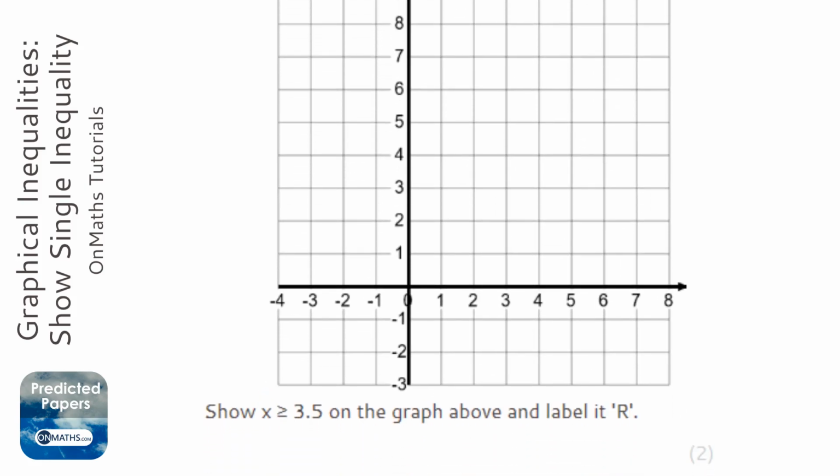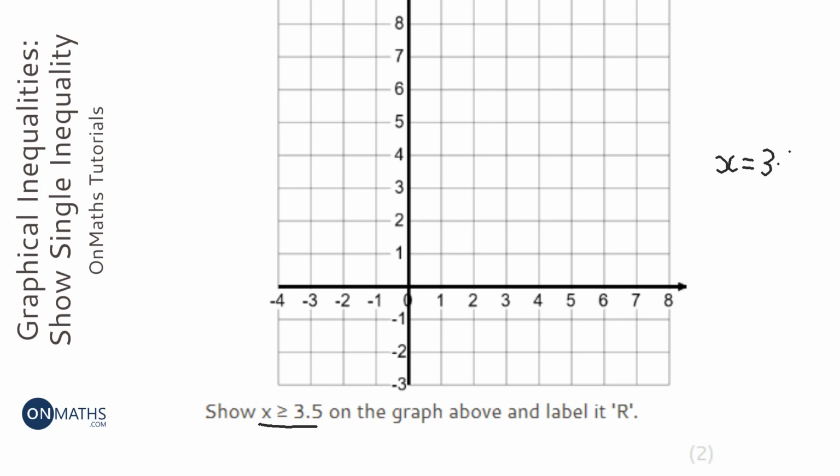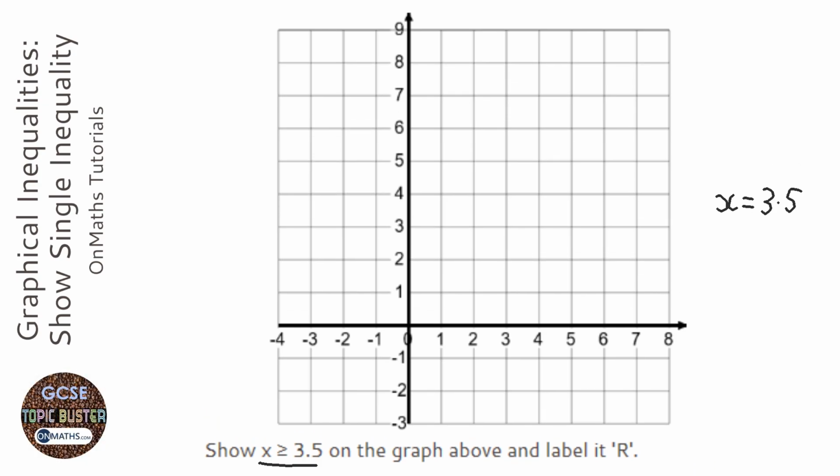Okay, so we're asked to show the inequality x is greater than or equal to 3.5 on the graph. So first thing to do is draw the line x equals 3.5. So that will be a line where x is 3.5 and it goes up the entire duration of the graph, so it'll be about here.